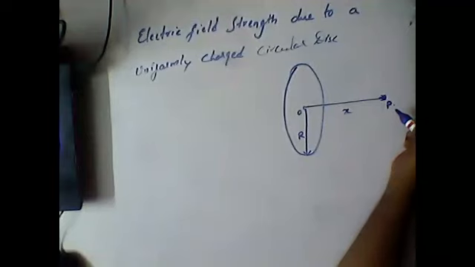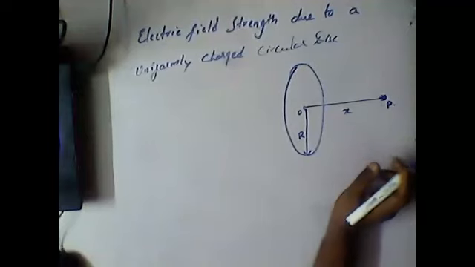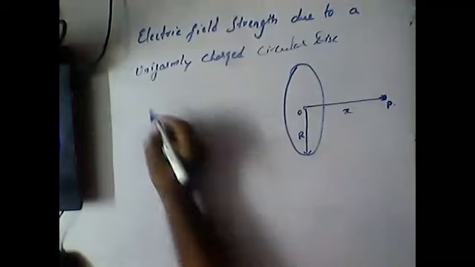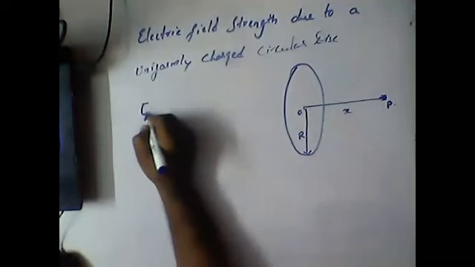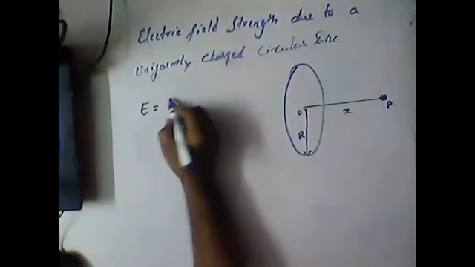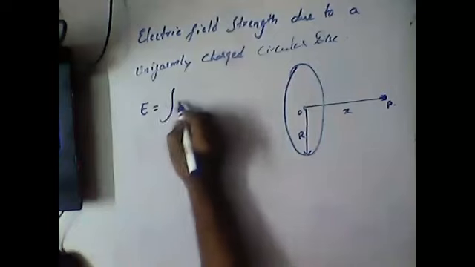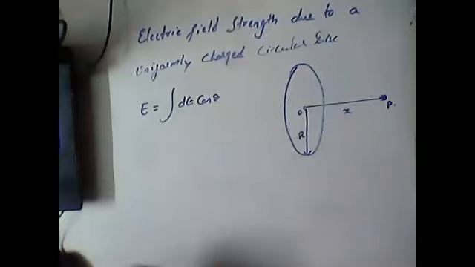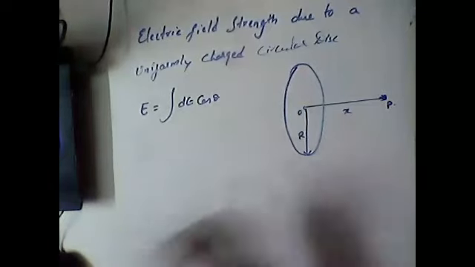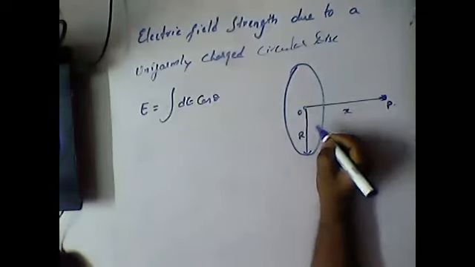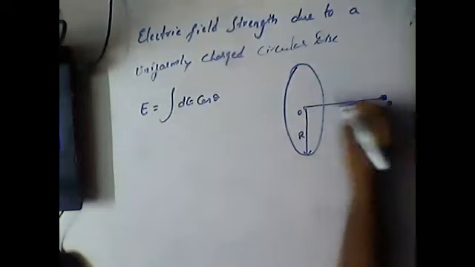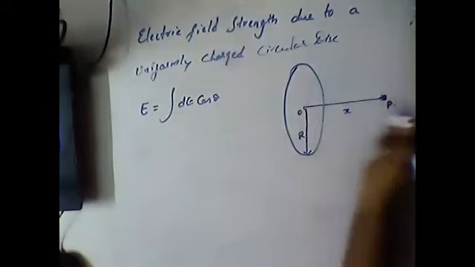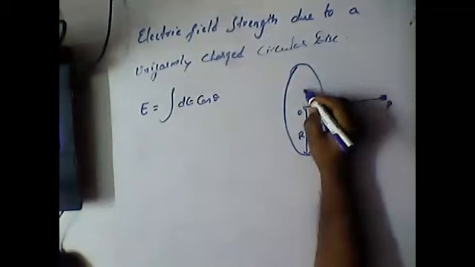Now, in order to obtain it, first we require the formula. The electric field E is equal to the integration of dE cos theta. This is the formula. How did we get this integration of dE cos theta? If you clearly observe, guys, first of all, I'm considering a small element like this.